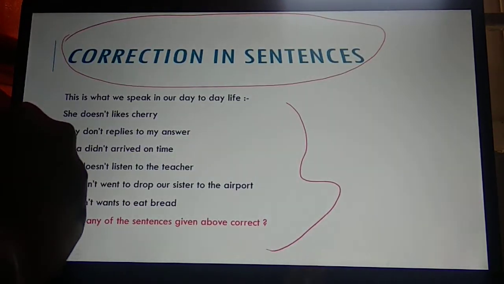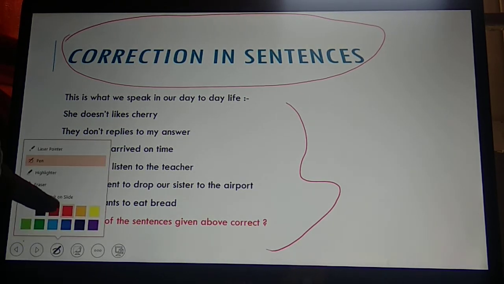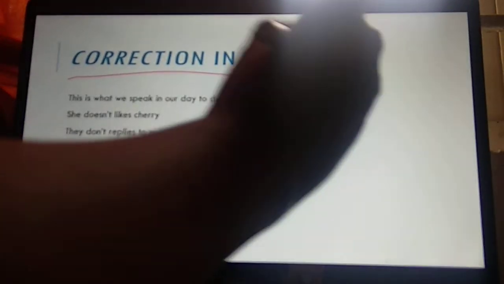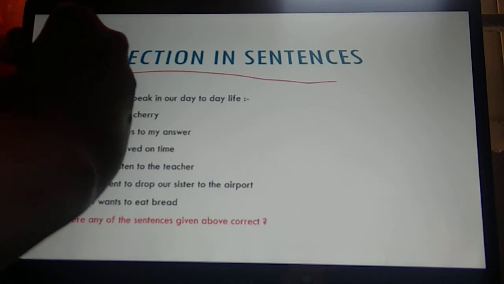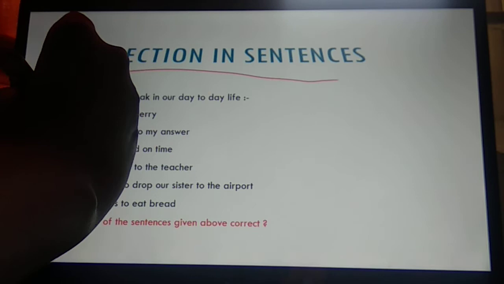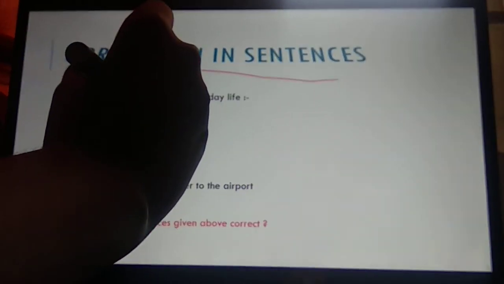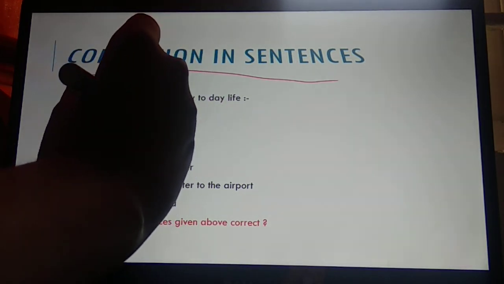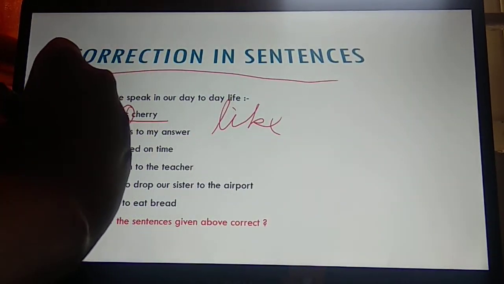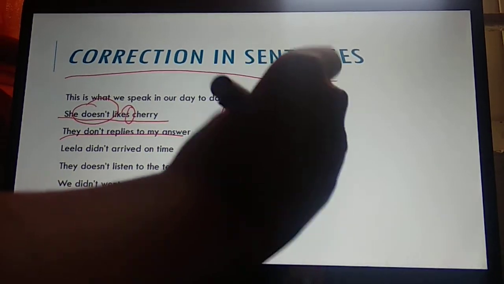Now can we identify where we use these helping verbs? Yes, now we can. So now let's begin. You have to simply correct these sentences. Here are some mistakes in these sentences, so you have to correct them. She doesn't like cherry, so doesn't is a helping verb, so we all know the rule that we are not gonna add any letter beside the root form of verb, so here like should come. They don't replies to my answer, wrong, again the same mistake, the root form of verb will come, reply.